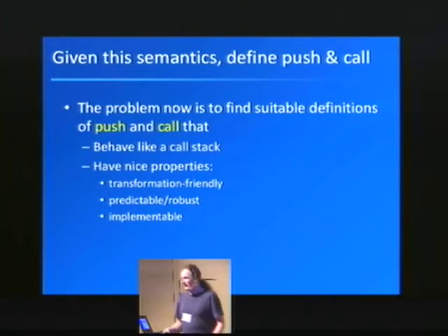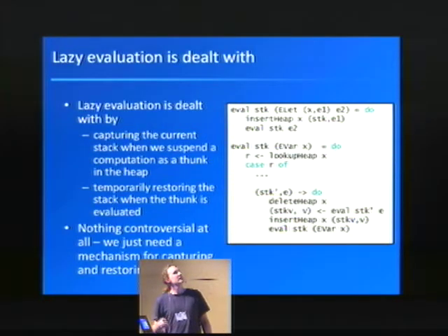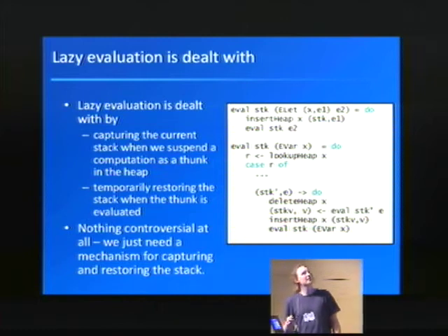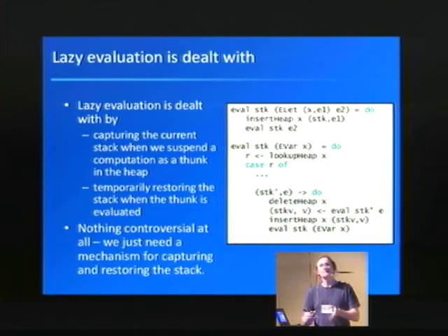Right, so now that we've got our semantics, we understand how we're managing stacks. What we have to do now is find suitable definitions of these two operations, push and call. So I just want to mention before that that we've dealt with the problem of lazy evaluation completely by just storing the current stack in the heap with the suspension, and then restoring it when we go to evaluate the thunk. So the problem of lazy evaluation is essentially out of the way. We don't have to worry about it anymore.